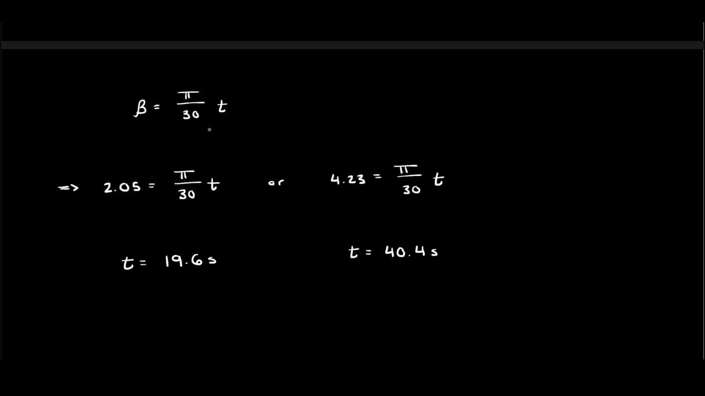So let's undo the substitution. Let's plug in 2.05, the first beta value, and 4.23, which is the second beta value. And now you can solve for t just by dividing both sides by pi over 30. And you get these two time values, 19.6 seconds and 40.4 seconds. So these are the two times that correspond to a height of 17 meters.